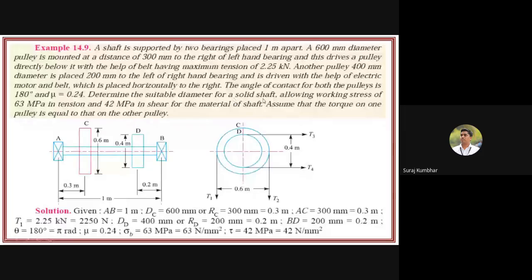Now here you need to find out the diameter. In the previous problem we had seen there was only one pulley, but here two pulleys are present, and one pulley has a vertical load acting, and on one pulley the horizontal load is acting. So there is a combination of vertical as well as horizontal load, and there are two pulleys as well.